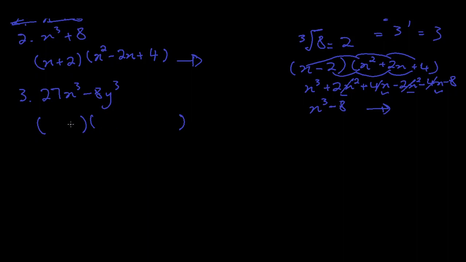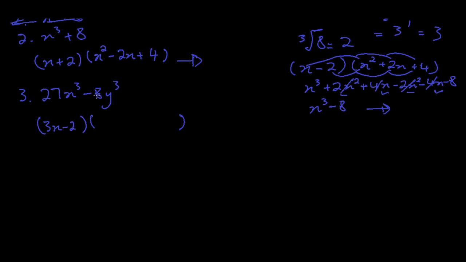So what are the principles? Put this 27 under the cube root on your calculator. The cube root of 27 is going to be 3. So you're going to put it down. 3. The cube root of x cubed is x. Okay, take the sign as it is.